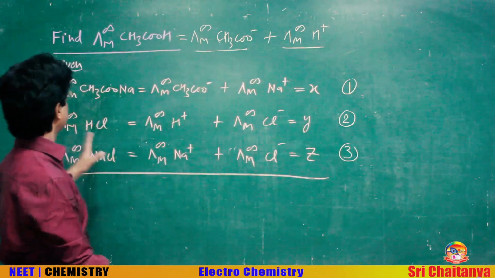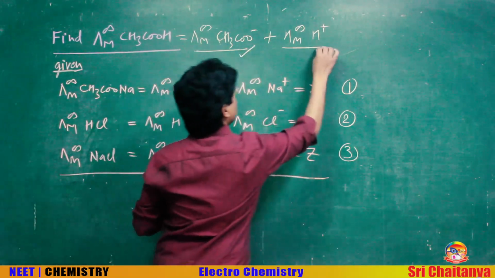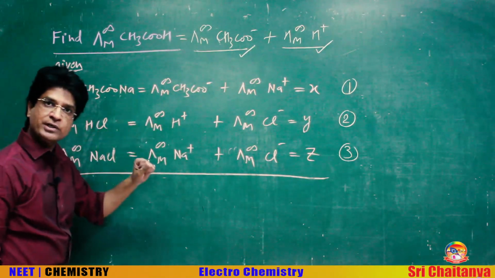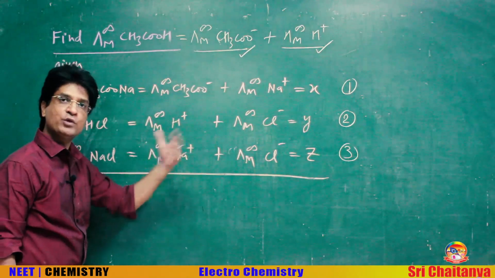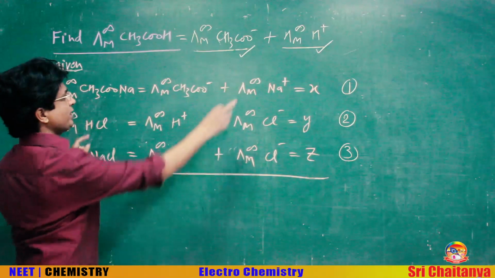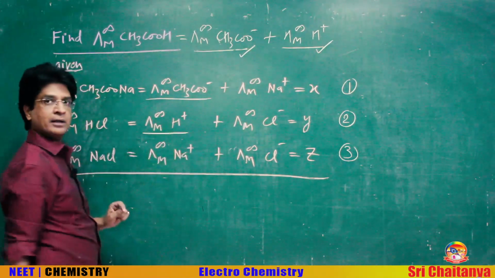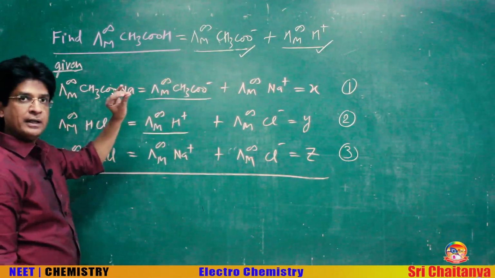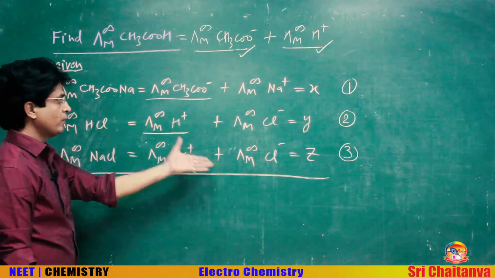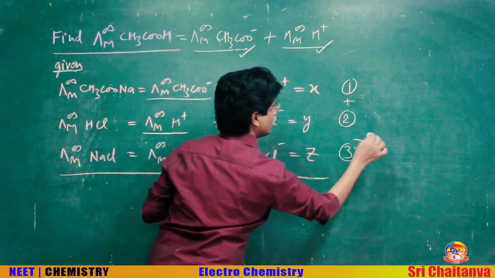Now see this. Whatever I require, acetate ions and H ions. Look into these equations and add those equations which are useful for you. When I say useful, I mean which contain acetate ions and H ions. So equation 1 contains acetate ion, equation 2 contains H ion. Add these two equations and subtract the equation which is not useful. So add 1 and 2 and then subtract 3 from that.